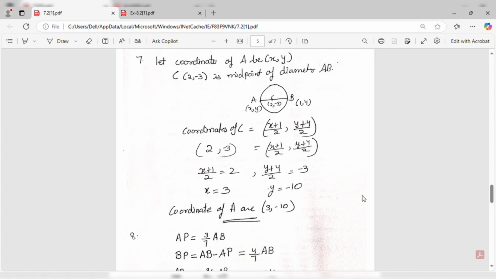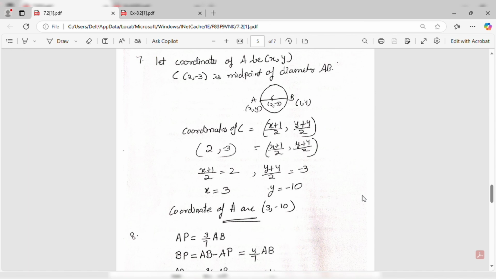((x plus 1) upon 2, (y plus 4) upon 2) would be (2, minus 3). On comparing the x coordinates and y coordinates of both sides, we will get x as 3 and y as minus 10. So coordinates of A would be (3, minus 10).